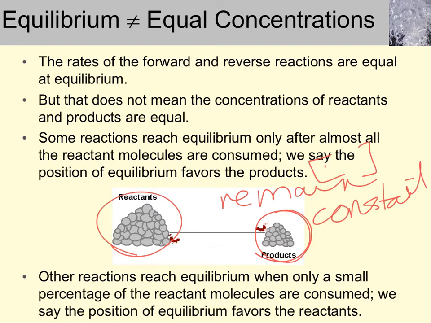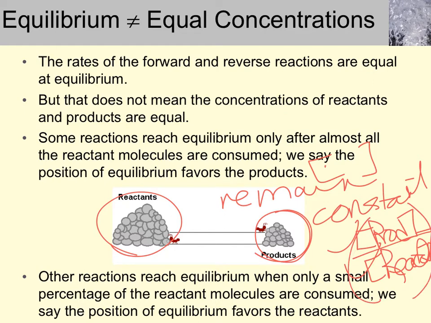Since the concentrations of reactant and product remain constant, it's also the case that if we took a ratio of the products and reactants, that would also remain constant, right? If neither one of these is changing, the ratio at equilibrium should remain constant. And so that's kind of a lead into what we call the equilibrium constant.